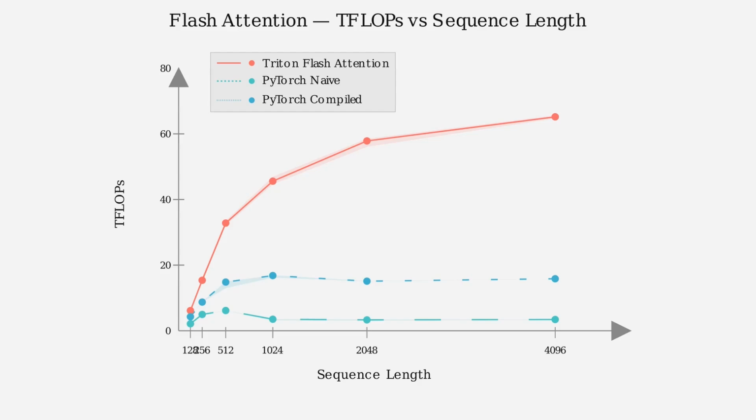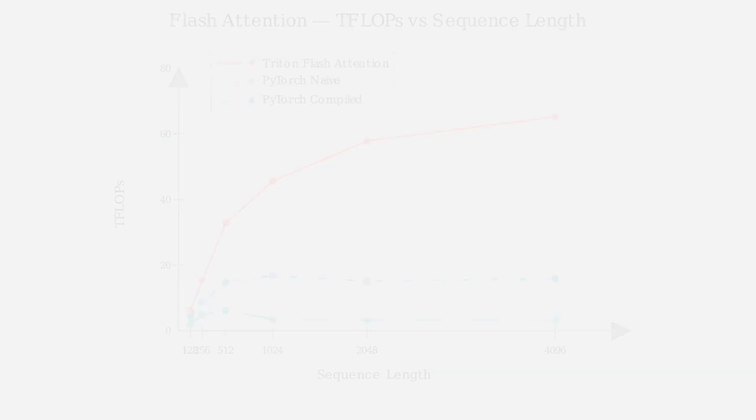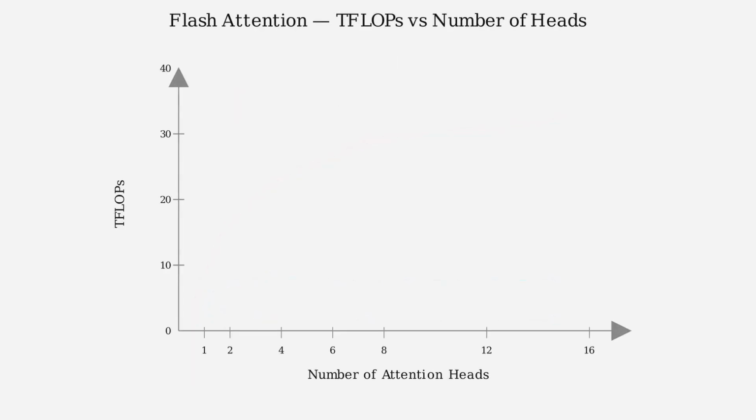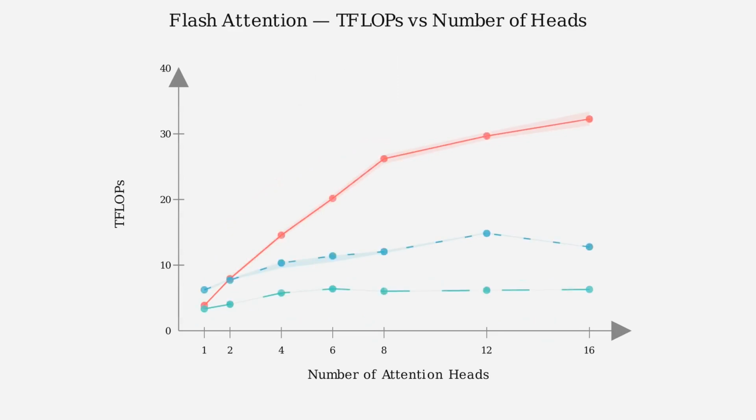How about our flash attention kernel? It rips through 65 teraflops. That is a 4 times speedup over compiled PyTorch and almost 20 times over the naive version. The compute cores are finally being fed data fast enough. We see the exact same story when scaling the number of attention heads.